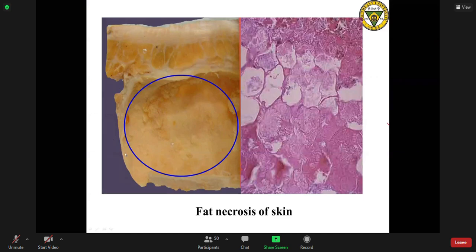Where is the fat tissue? This fat tissue became necrotic and liquefied. When you cut this specimen, it flowed out. So we just have a large cavity in this area. Under the microscope, you can also see the fat cells. This fat cell is necrotic, with no nucleus in this area.